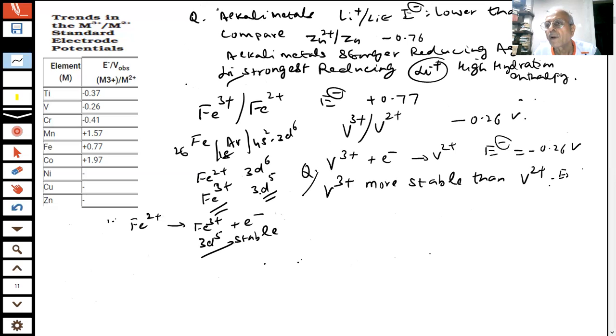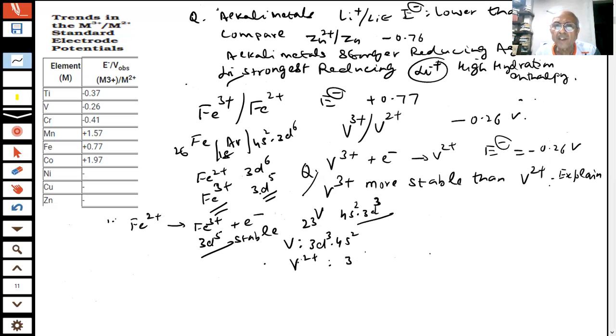Explain what is the configuration of vanadium? What is the atomic number of vanadium? Vanadium is 23. When it is 23, then I can straight away write, students, 4s2 3d3. So vanadium is 3d3 4s2. Then what is vanadium 2 plus? Vanadium 2 plus is 3d3. And what is vanadium 3 plus? 3d2.